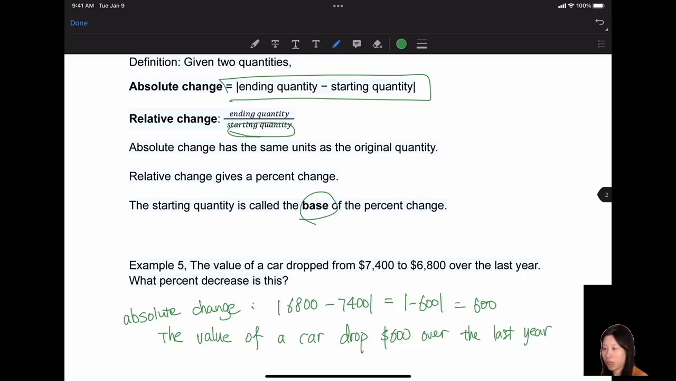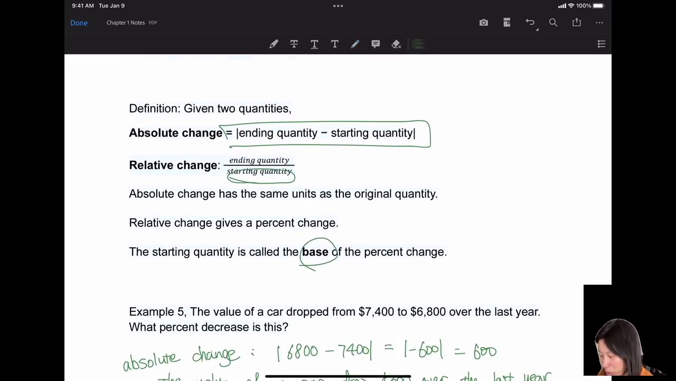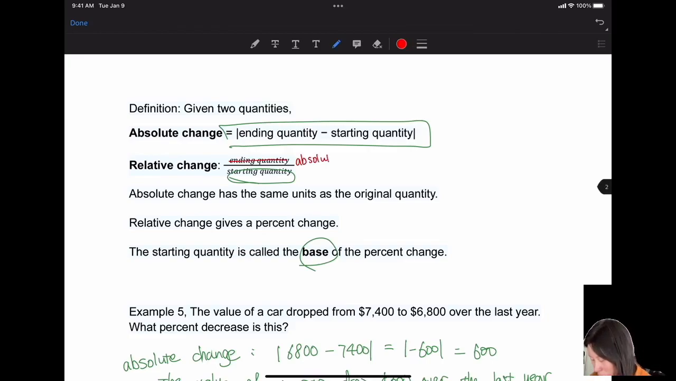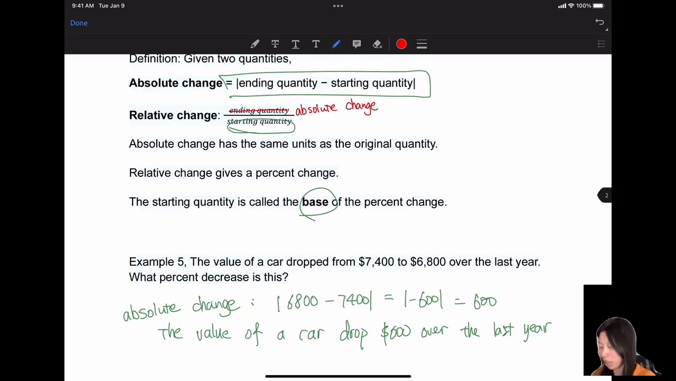Okay, now is the relative change. Since we're computing the percent decrease relative to the starting value, we compute the percentage out of 17,400. Okay, I think I did something wrong for the note. This one should be the absolute change. So the ratio should be the absolute change over the starting quantity. Sorry about that. Okay, so let's continue.